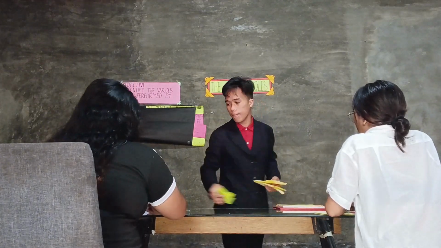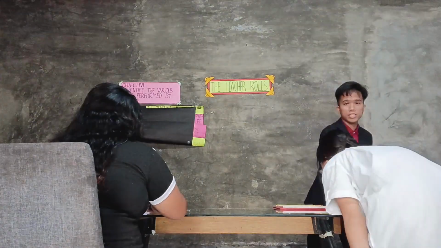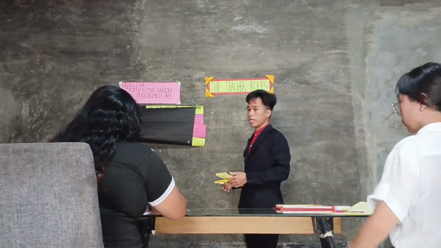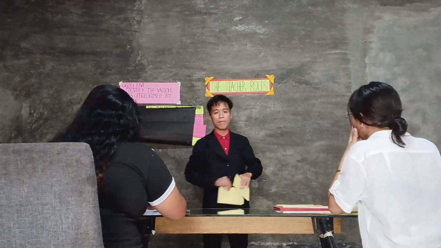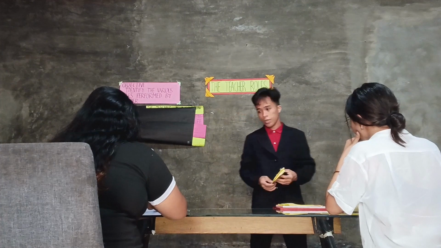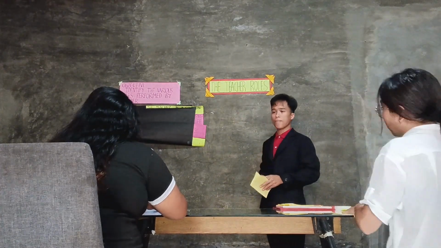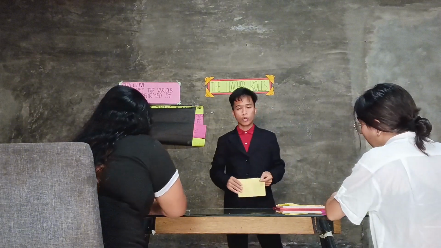So, let's have another activity. This activity is individual. So, earlier it was by group, now it is individual. So get one fourth sheet of paper and identify the 12 roles of teacher.